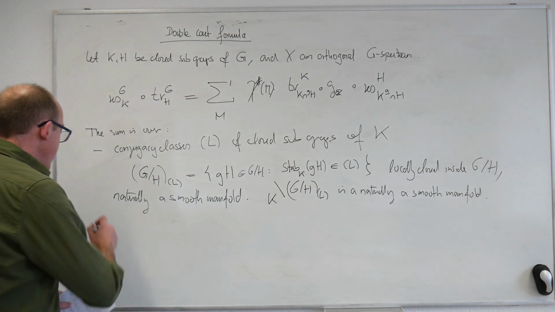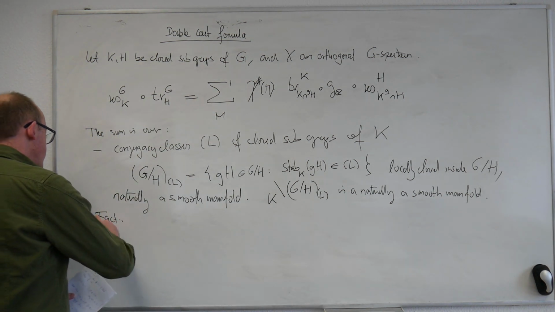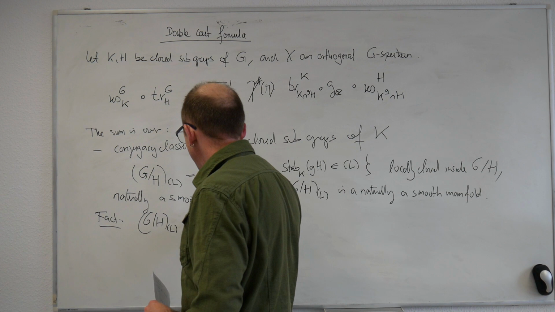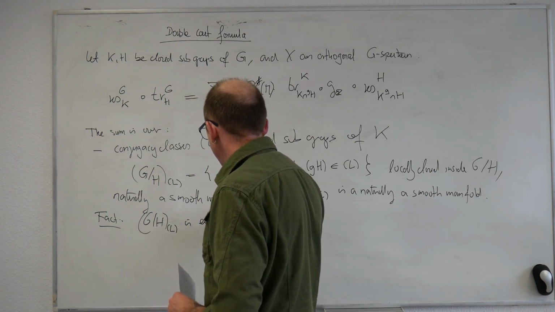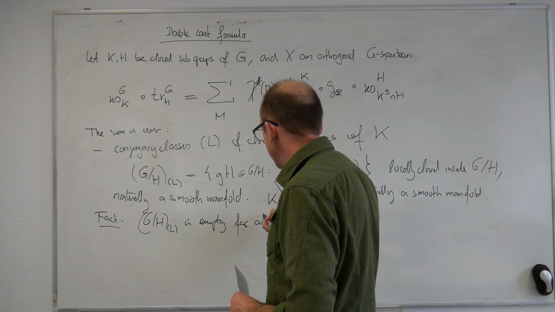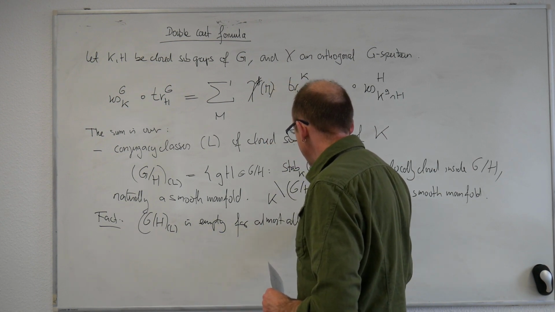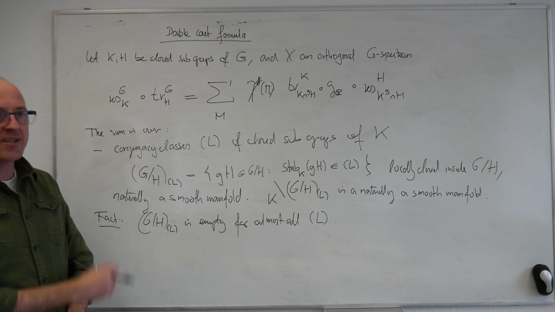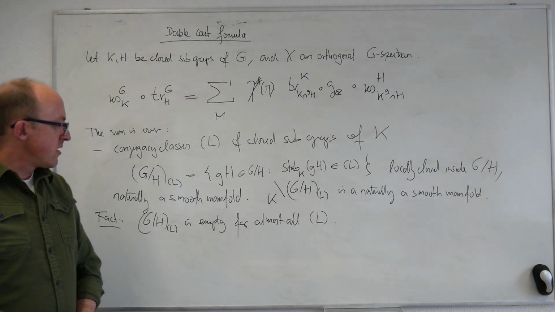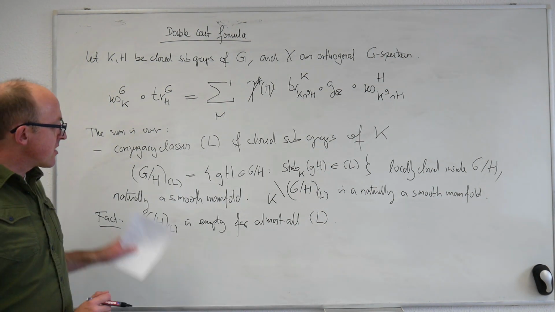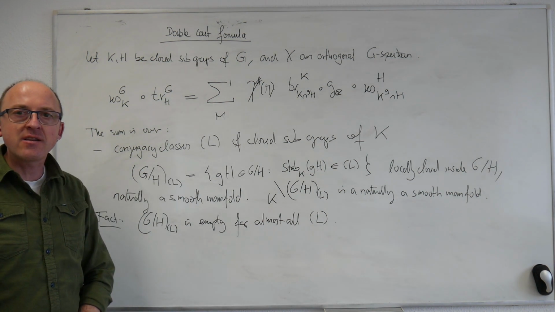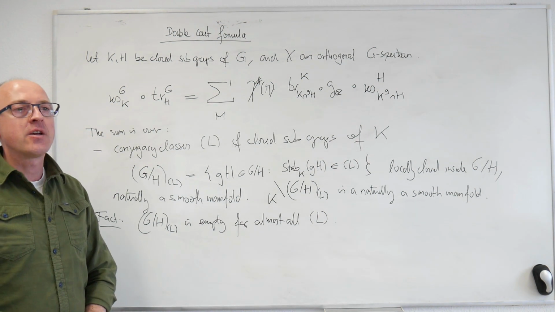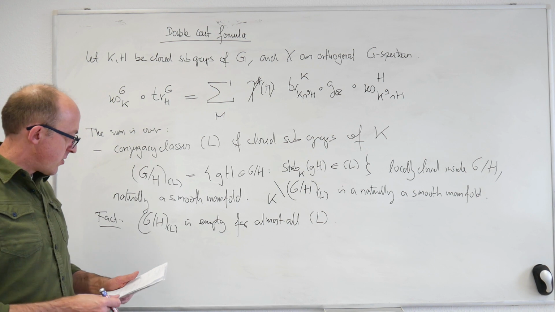Nevertheless, this sum will only be finite because one fact is that this will almost always be 0. So this orbit type manifold, as it's called, G mod H sub L, is empty for almost all conjugacy classes. So there's a more general fact behind this. If a compact Lie group, in this case K, acts smoothly on a closed smooth manifold, then you can define the same kind of orbit type manifolds, and almost all of them will be empty. There will only be finitely many conjugacy classes of isotropy groups showing up.